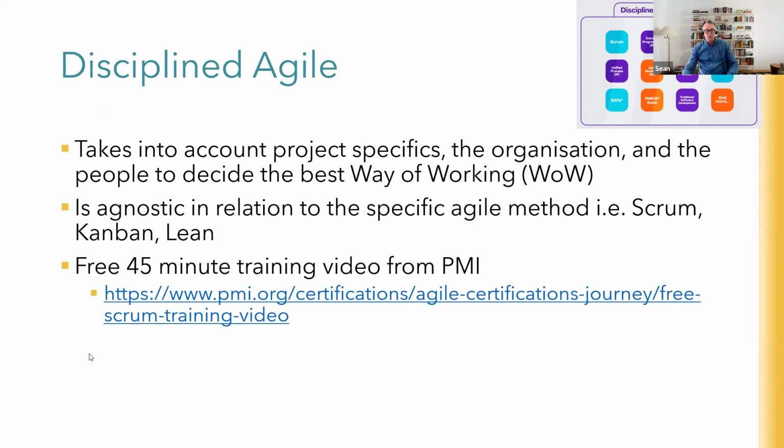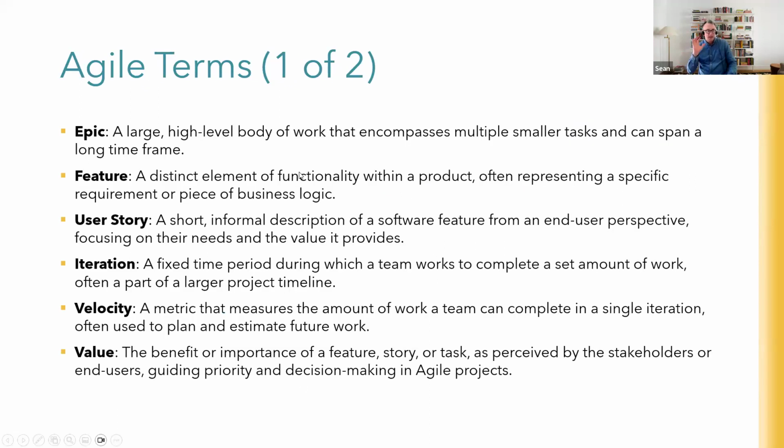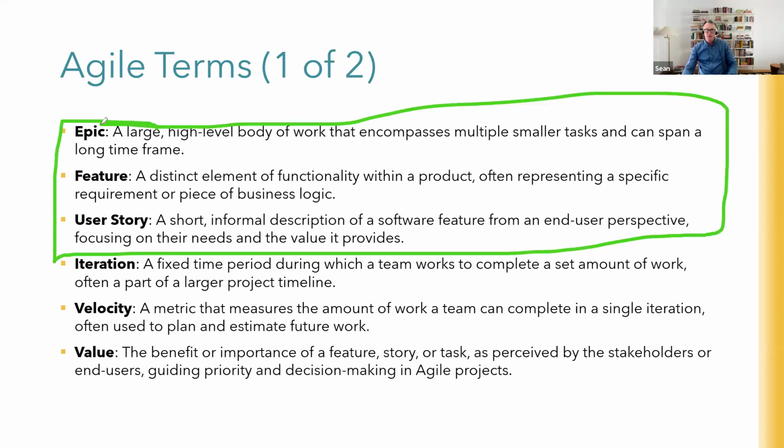So let me introduce you to some more of it. First up, we need to introduce some of the terms that I'm going to be using. These are standard Agile terms. I'll run you through them. We've got three here: epic, feature, and user story. They are all different ways of describing the work to be done as part of the initiative that you're undertaking.